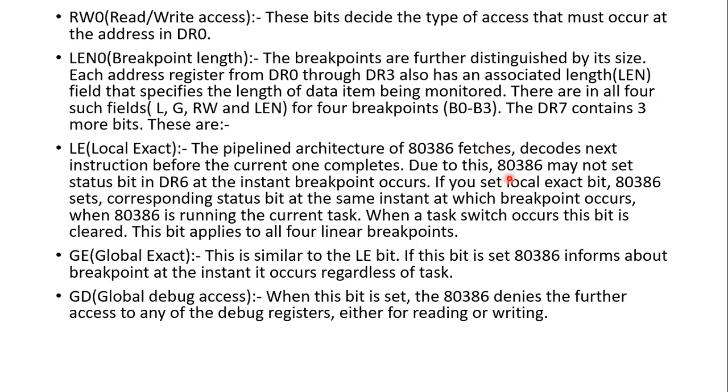Due to this, the 80386 may not set the status bit in the DR6 at the instant the breakpoint occurs. Because of this process, the 80386 microprocessor may not set the status bit in the DR6 register. If an instant breakpoint occurred, it may fail to update the status bit.